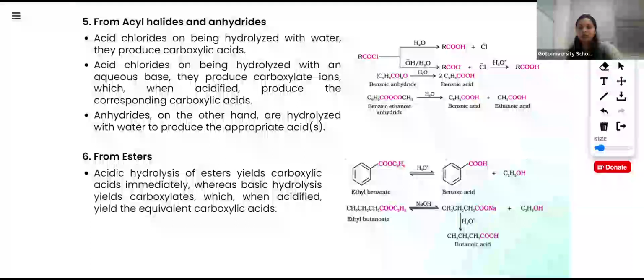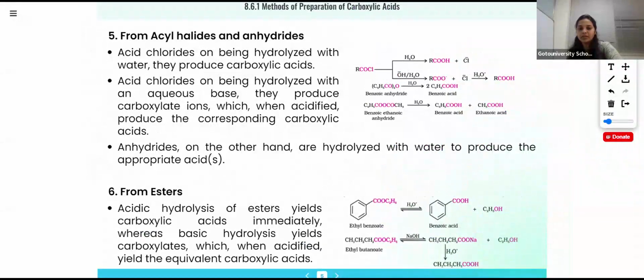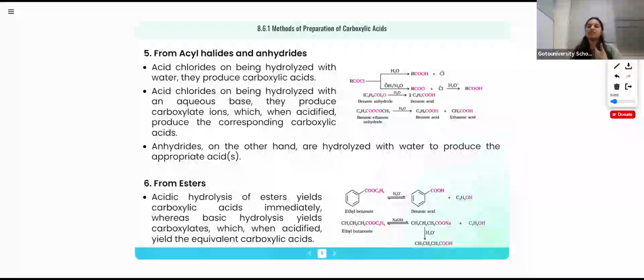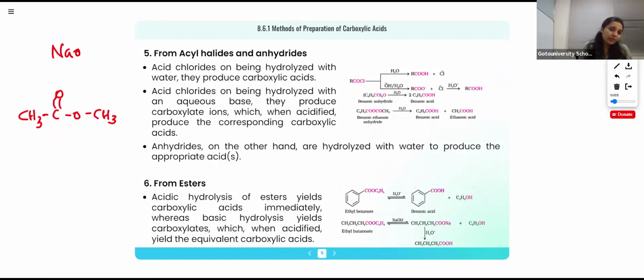If you are taking normal water, you will get the same thing as I told you. If you are taking sodium hydroxide instead of water, then what you have to do? I will write CH3COOCH3. Instead of water, you are using sodium hydroxide. You are doing base hydrolysis. Lysis means breaking, hydro means water. Normal hydrolysis means we are breaking a compound with water. Base hydrolysis means you are breaking a compound with a basic substance. That is called base hydrolysis.